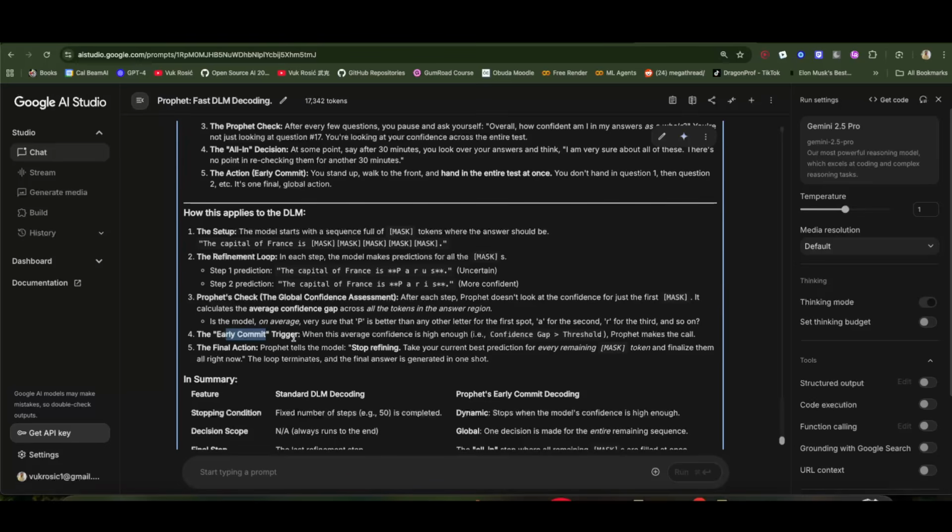The early commit trigger: when this average confidence gap is higher than the threshold, ProFET makes the call. The final action: ProFET tells the model stop refining. Take your current best prediction for every remaining mask token and finalize them all right now. The loop terminates and the final answer is generated in one shot.